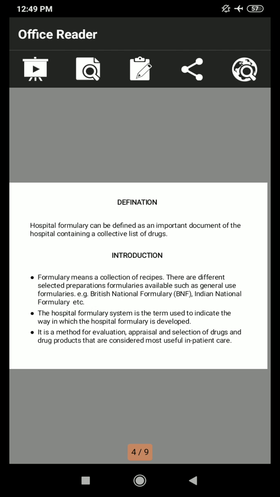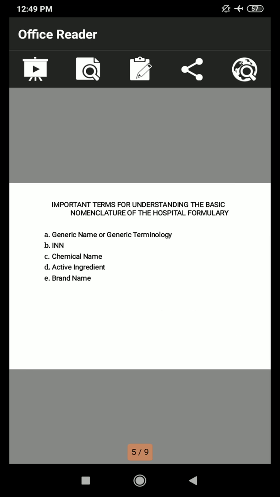In that, first is generic name or generic terminology, then INN, then chemical names, active ingredients, and brand name. First is the generic name. Second, INN is the abbreviation for the International Non-proprietary Name, that is the generic name. Then chemical names: it is the description of the chemical structure of the drugs or medicine and serves as the complete identification of the compound.